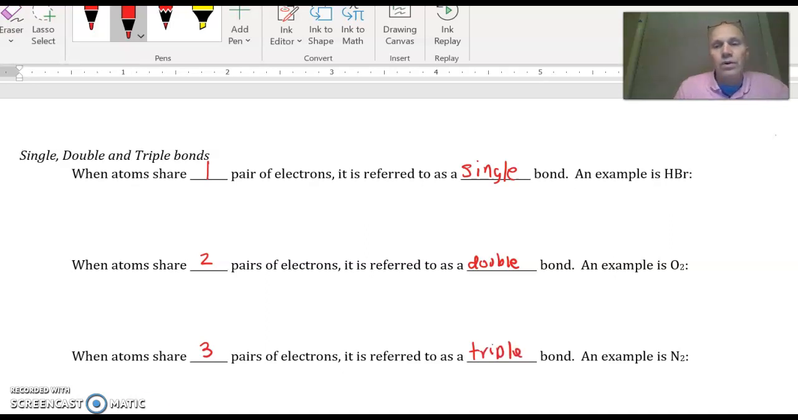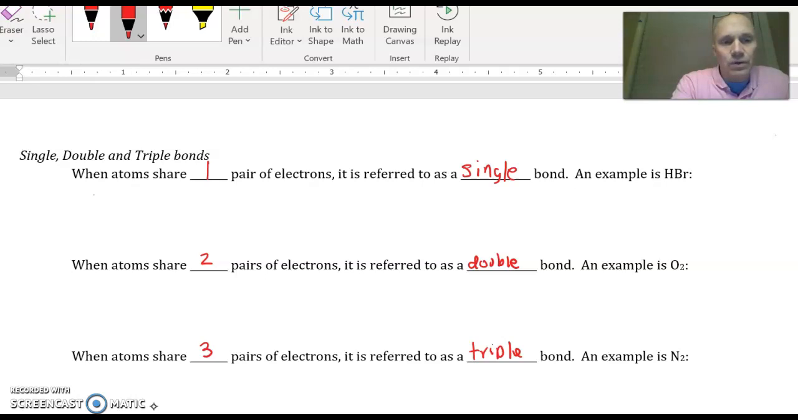So the thing is, the types of bonds that you have in a molecule can be predicted from the numbers and the types of atoms that are in the molecule. So let's start off by showing that with HBr. What you're going to want to do is draw the dot structures of the individual atoms.